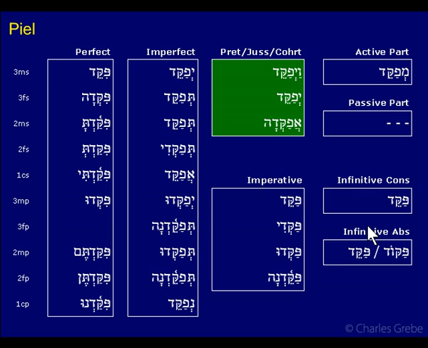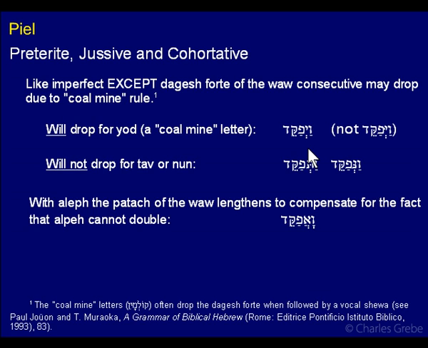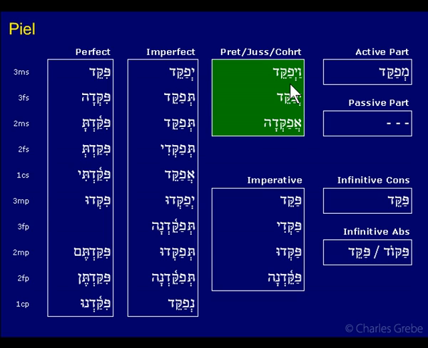Okay. Let's move on to our preterite, jussive, and cohortative, which of course build on the imperfect. What can we say for them? They are like the imperfect, except the dagesh forte of the vav consecutive may drop due to the coal mine rule. Okay, obviously it's like the imperfect because it builds on it. Remember, when you want to make the preterite, you add this special vav consecutive. And the vav consecutive is a vav, it's got 3 parts to it. Vav, patach, and doubling in the next consonant.